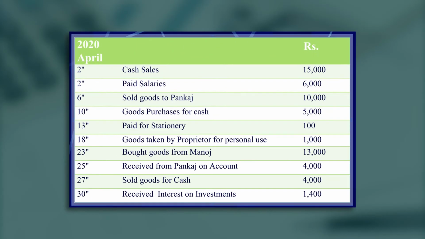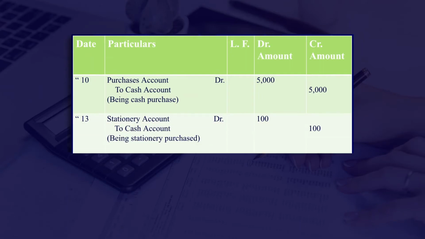Then again we go back, next one is stationery account debit to cash. So, you will find 100 rupees in the debit side of stationery account and 100 rupees in the credit side of cash account. We can check it, cash account 100 rupees, credit side by stationery 100 rupees, and similarly you will find 100 rupees in the debit side of stationery account, 100 rupees.